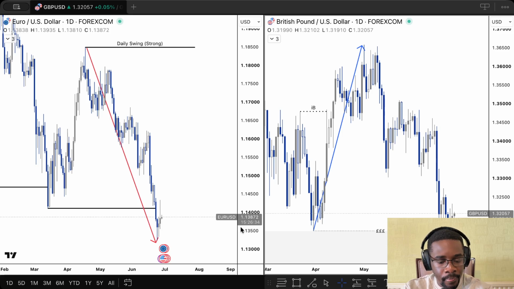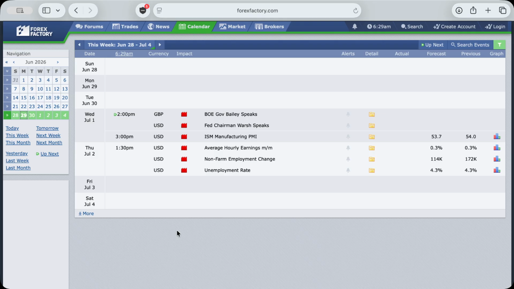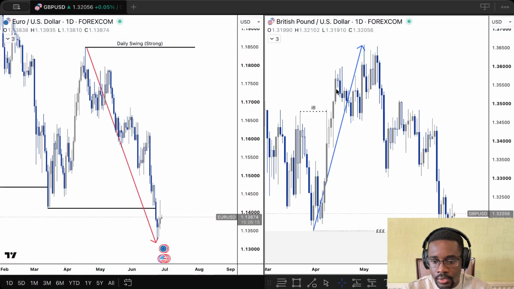Good morning, everyone. Welcome to the Working Trader, where we look at the EUR/USD and GBP/USD and come up with trade ideas for the day, if there are any. So let's jump right into Forex Factory and see what we have. Today's a Monday, and we do not have any high impact news. So let's jump straight to the charts and see what we can expect.